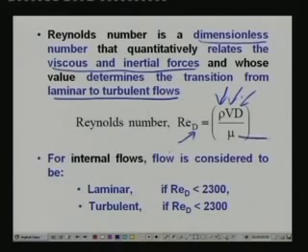And mu here is the dynamic viscosity. So Reynolds number is nothing but rho V d by mu. And for internal flows, it is observed that the flow will be laminar if the Reynolds number is less than 2300, and the flow becomes turbulent if the Reynolds number increases beyond 2300.